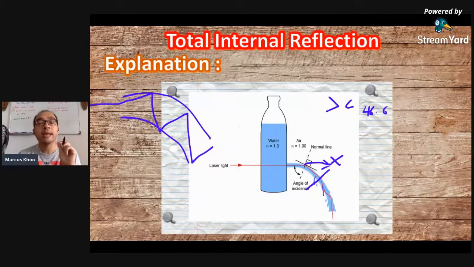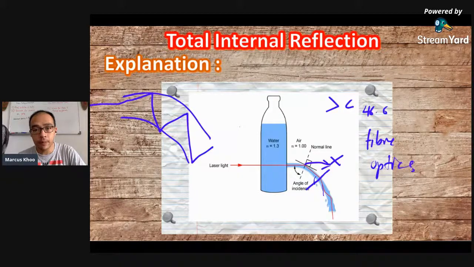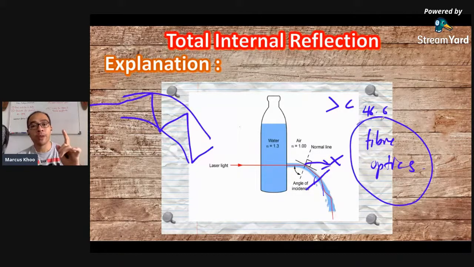Now, one of the biggest applications of this total internal reflection, if you heard in the video just now, is this thing called fiber optics. And we use fiber optics in our internet these days. If you have Maxis fiber optic, or sorry, what do they call it? Maxis fiber, or like high speed internet. High speed internet works on these cables which you call fiber optics, because light travels very fast. Light is the fastest. The speed of light is 3 times 10 to the power of 8 meters per second.